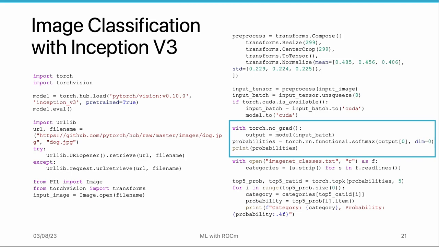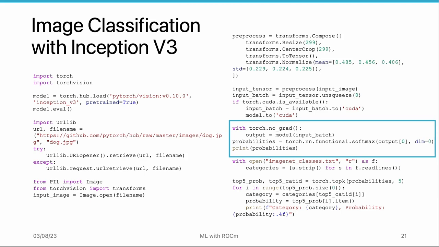Next, we apply the softmax function to the output tensor using the torch.nn.functional.softmax function. This converts the raw output values into probabilities where each value represents the likelihood of the input image belonging to a specific class. The output tensor contains the raw output values produced by the model, which represent the model's confidence scores for each class. Finally, we print the probabilities tensor, which now contains the class probabilities calculated by the softmax function. This provides a more interpretable representation of the model's predictions, showing the probability of the input image belonging to each class in the dataset.